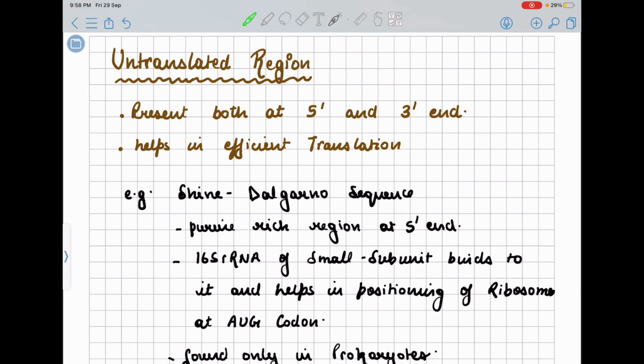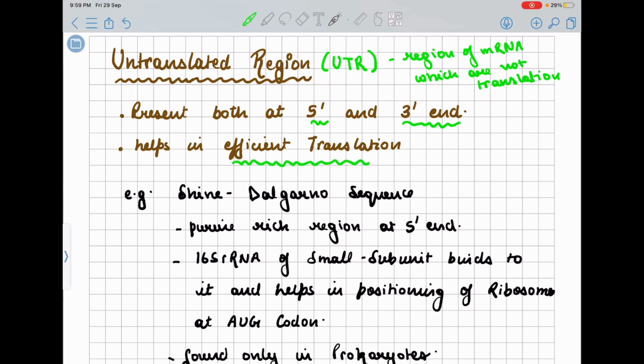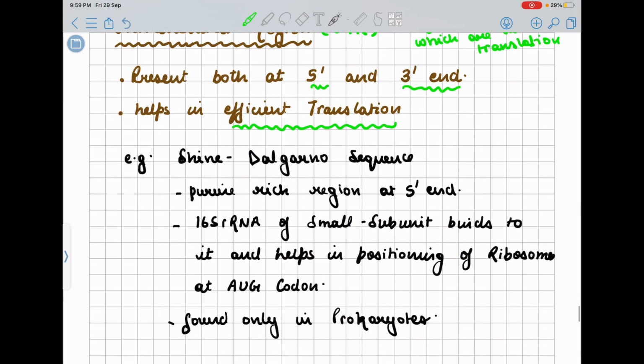So let's discuss UTR. UTR is untranslated region. What is the definition? These are the regions of mRNA which are not translated. It is present both at 5' end and 3' end. What is the function of UTR? It helps in efficient translation. Right? Let's discuss one UTR, that is Shine-Dalgarno sequence.